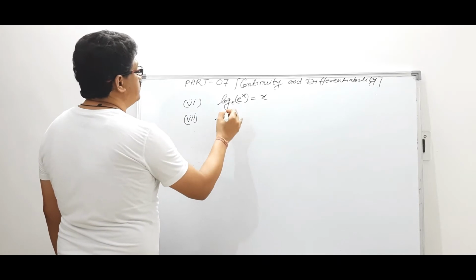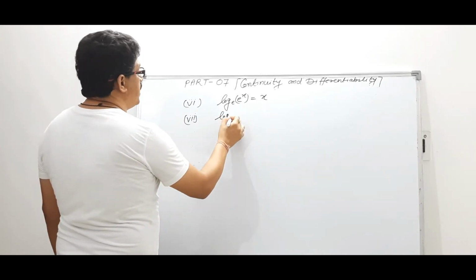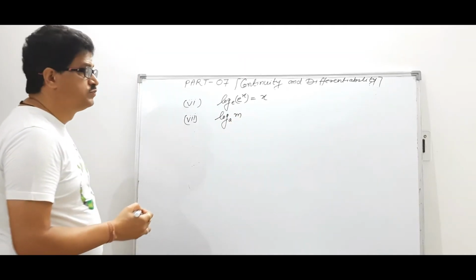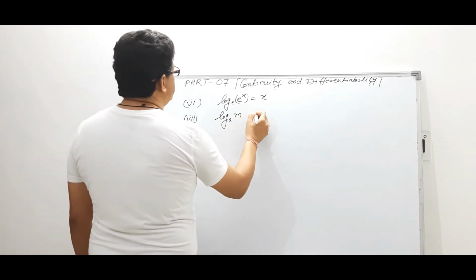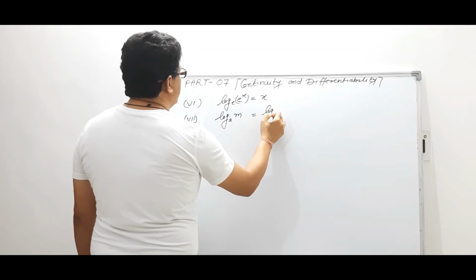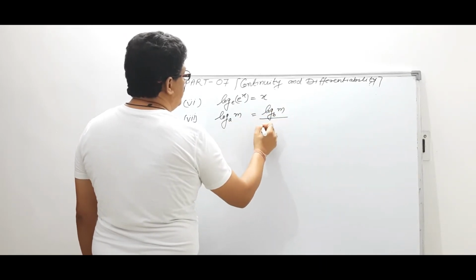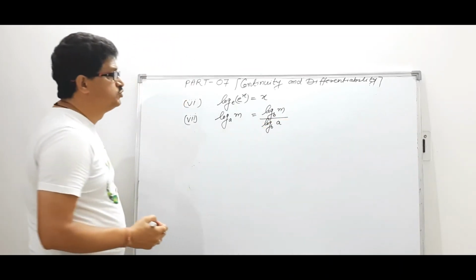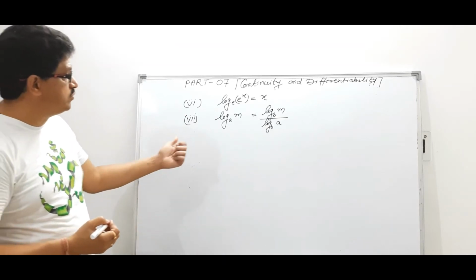Log a m. If you want to change base, we can write log b m upon log b a. So in this way we can change base also.